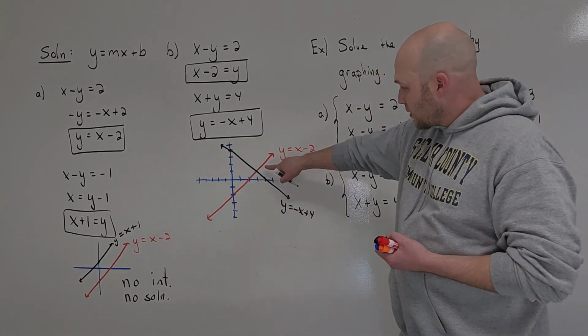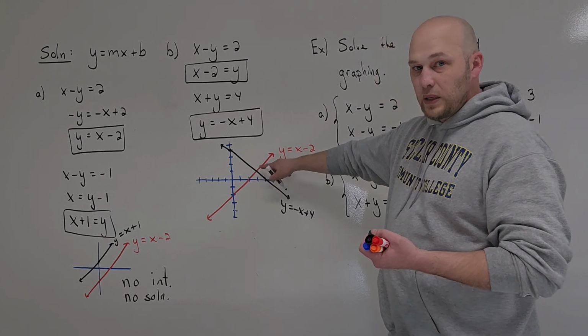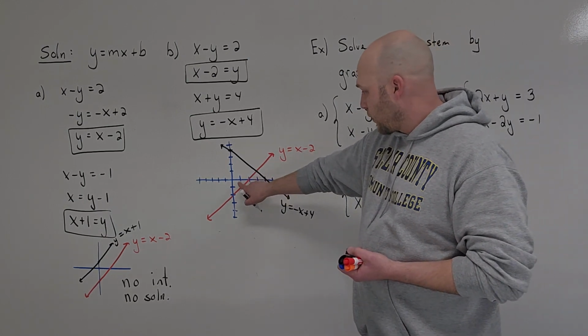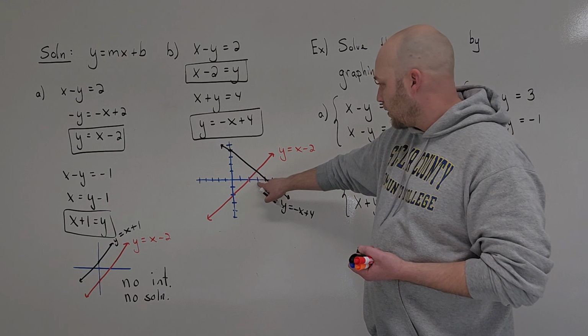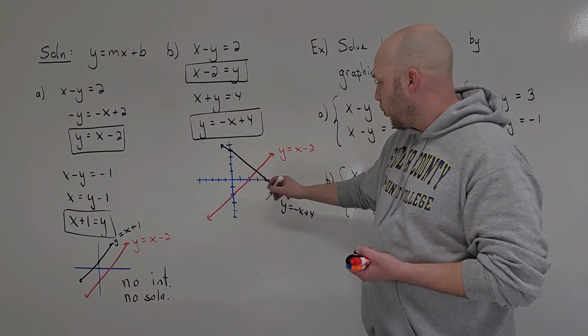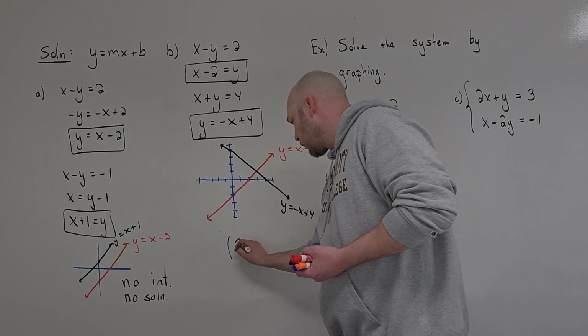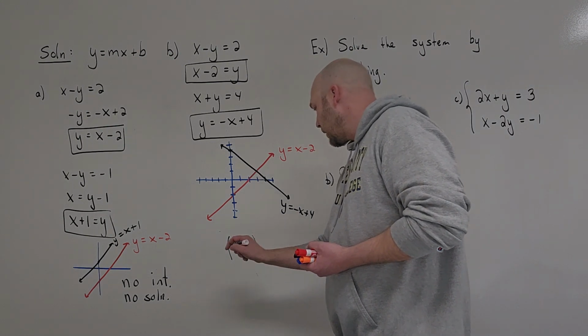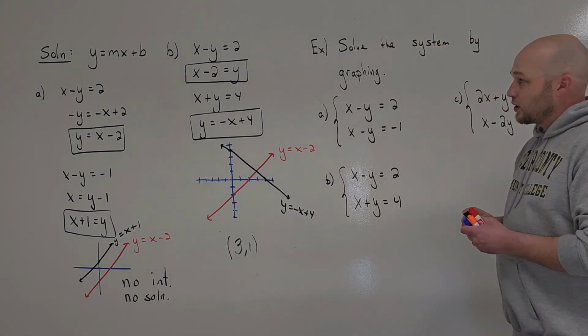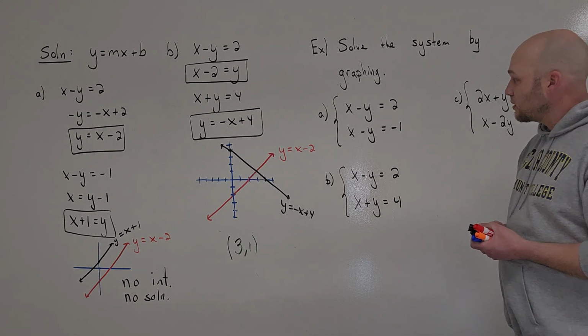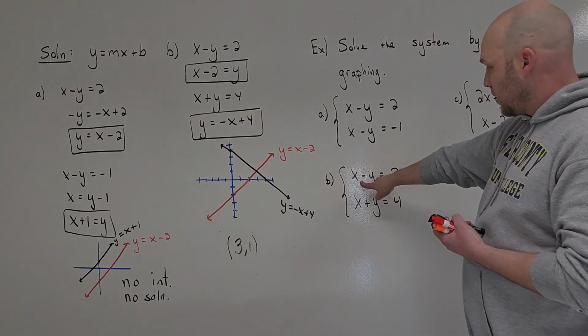If I look at this intersection point here, it looks like we did a decent enough job where it's over 1, 2, 3, and then so it's approximately over 3 and then up 1. So we can make the guess that it is over 3 and then up 1 as my solution. We can check that in the original system. Remember, the original system is here.